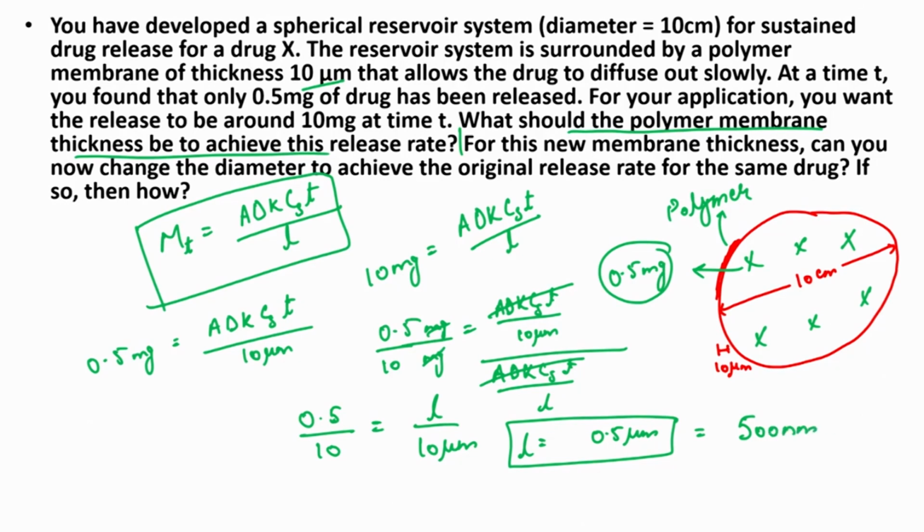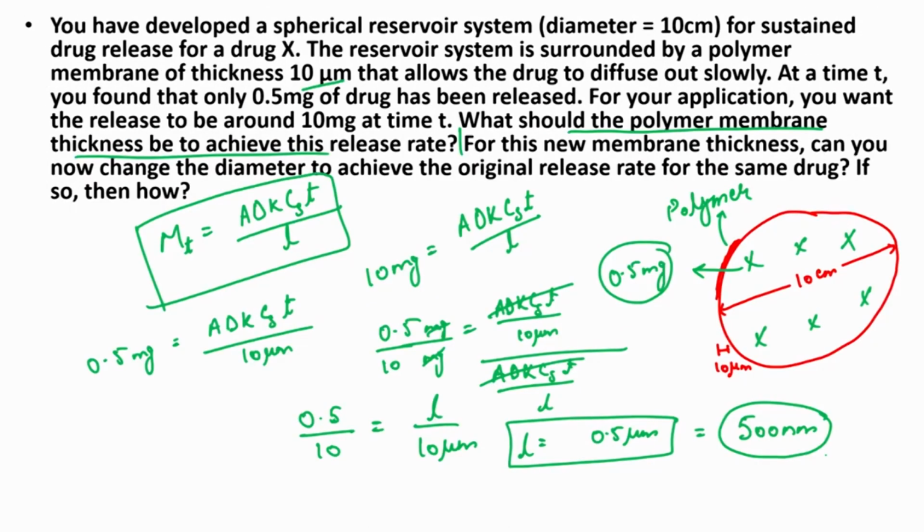Okay. So, let us see what the next part of this question is. For this new membrane thickness, can you now change the diameter to achieve the original release rate? So, now it is saying that okay, we do not want to change the thickness anymore, the thickness will be fixed at 500 nanometer, this new thickness, but what should be then the diameter of the device to be able to change this. So, then it is fairly straightforward again. So, we will apply the same equation.